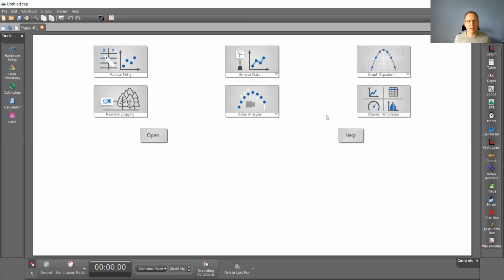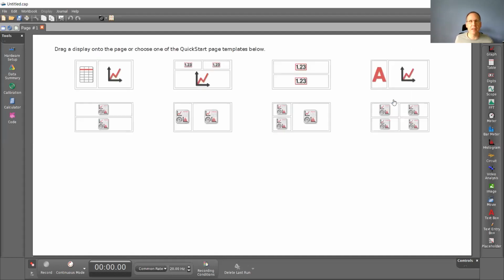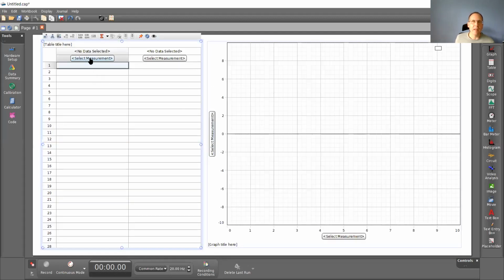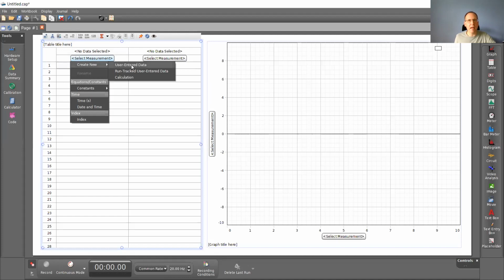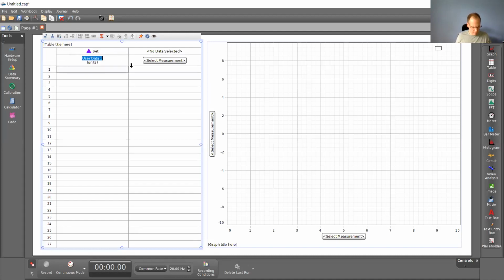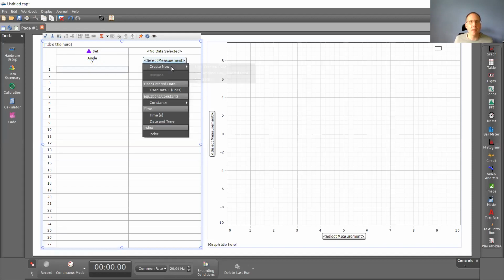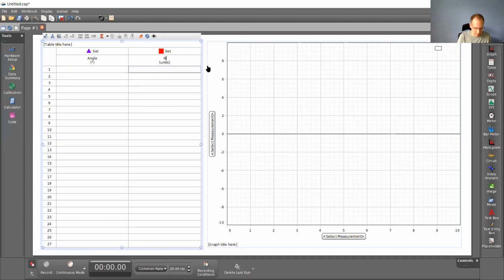Okay, so we're in Pasco Capstone. Remember, for graphing, you go to Classic Templates, and then this upper left icon here. So the X is going to be the angle, and the units are degrees. You can either write out degrees, or if you have a keyboard, hold down the Alt key, and on a numpad, type 2, 4, 8, and lift up the Alt key, and you'll get a degree symbol. But you could just write in degrees, that would be fine too. And then the Y is going to be the range. So user enter data, I'll put in range, and that's going to be in centimeters, okay?